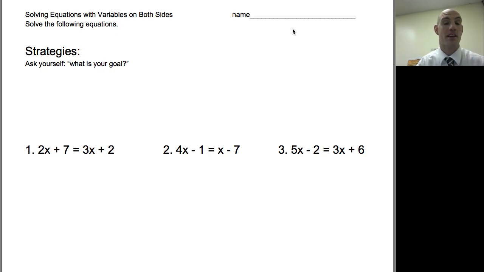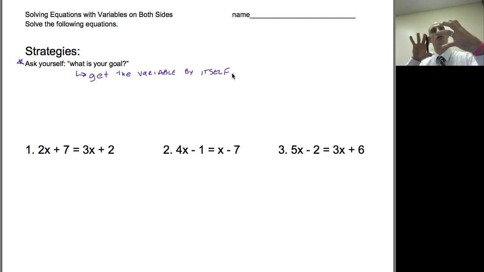Back. Today we're going to talk about solving equations with variables on both sides. This is a little bit more complex than what we've been doing in the past, but what I need you to understand is the goal is still the same. And so under the strategies heading, note, we're still asking ourselves, what is our goal? Our goal is to get the variable by itself. So we're trying to get the variable by itself. And so the strategies are going to formulate themselves around getting that variable by itself.